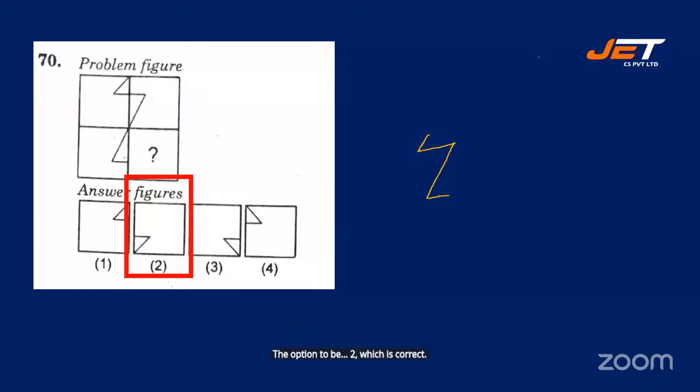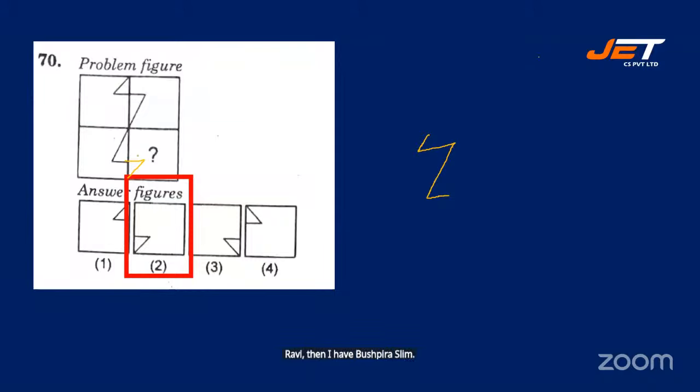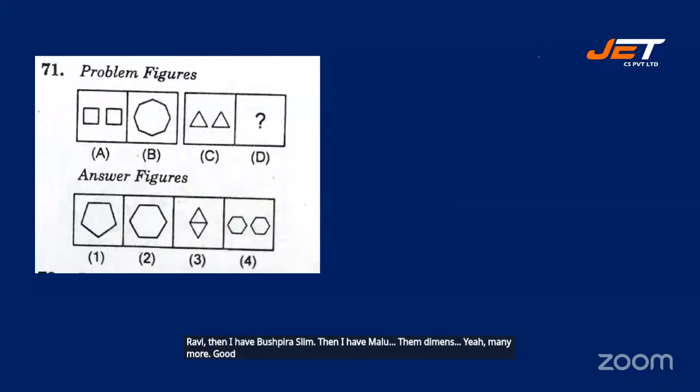See, after this, where does it go? It goes here and then it comes down, isn't it? Perfect. And here, my YouTube friends, almost everybody has given me the correct answers. Mahesh, Ravindra, Gajula, Ravi, then I have Mushfira Taslim, Mumalu, then Dinesh. Yeah, many more. Good students. Let's move on to the next question.